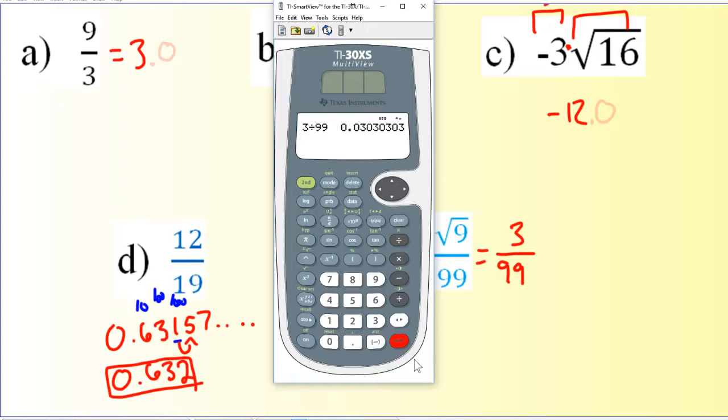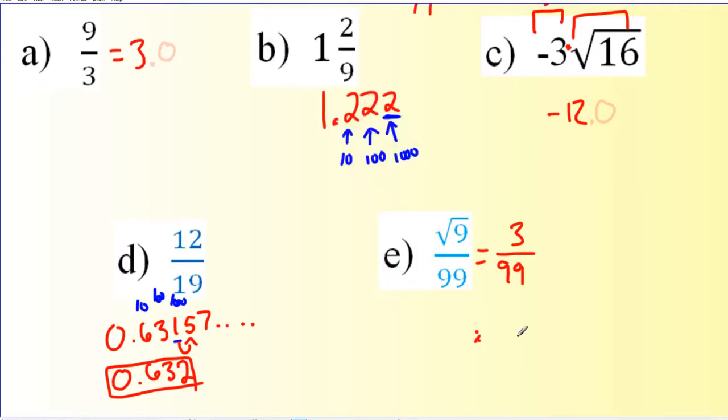0.0303. It's a repeating decimal. And it makes sense because look, we're over 99. Remember that pattern? If it's over a bunch of 9s, it's a repeating pattern. So the repeating pattern here is 030303. So I can just write that as 0.03 repeated.